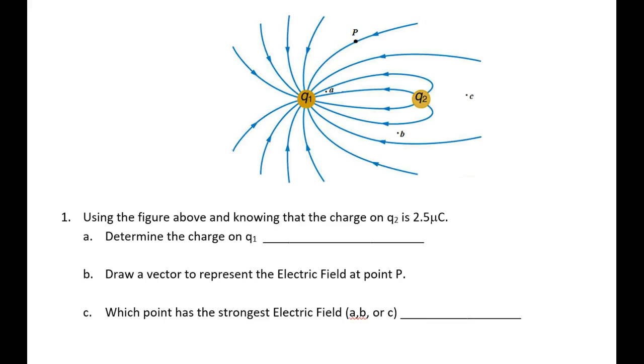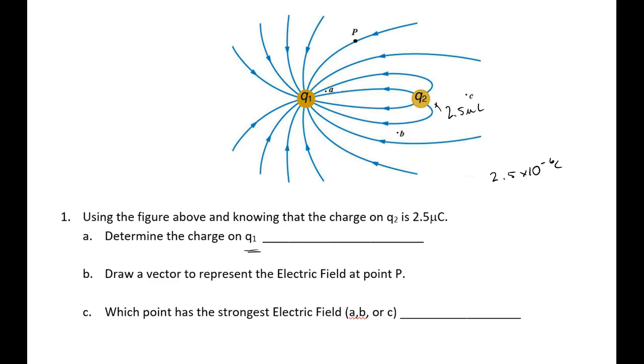Problem number 1 says, using the figure above and knowing that the charge on Q2 is 2.5 microcoulombs, let's answer these questions. Just for the sake of talking about it, let's say we know that charge is 2.5 microcoulomb, which is the same thing as 2.5 times 10 to the negative 6 coulomb. The first question says, determine the charge on Q1.